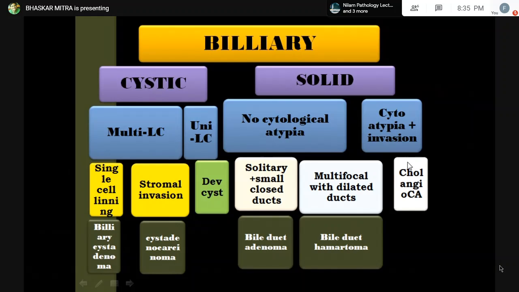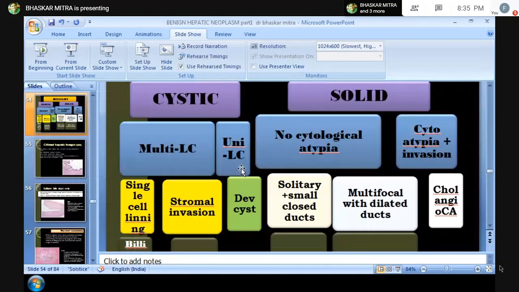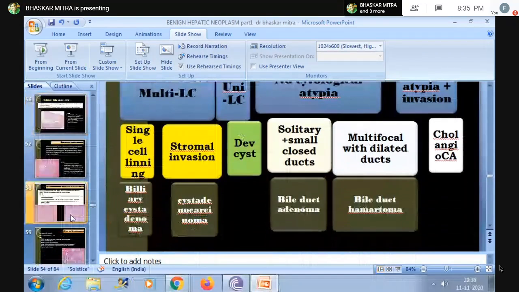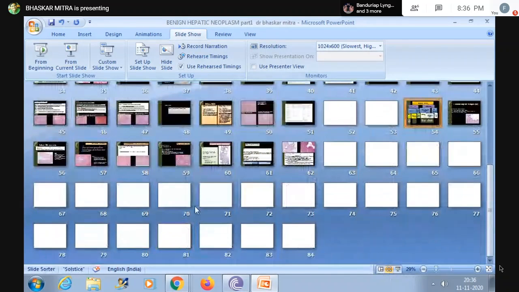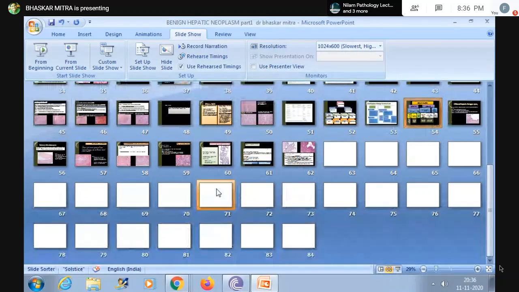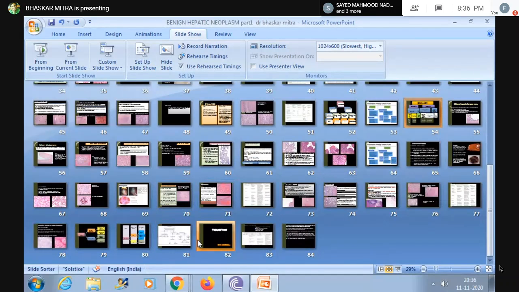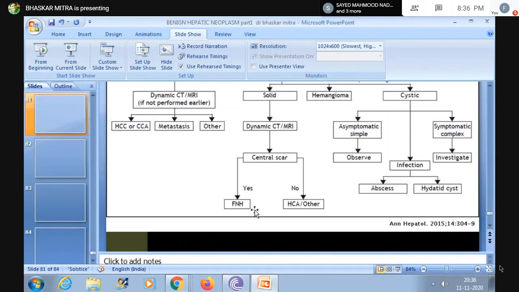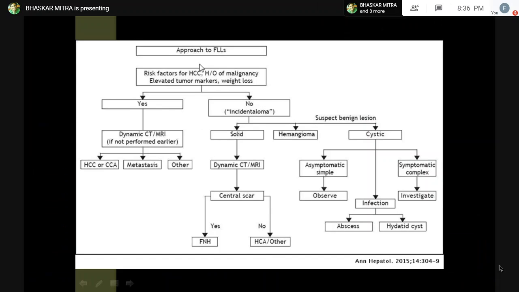If cytological atypia is there, then cholangiocarcinoma is definitely on the cards. So for these hepatocellular masses and benign lesions, we can approach like this. And this is the algorithm usually followed by the clinician for focal liver lesions.